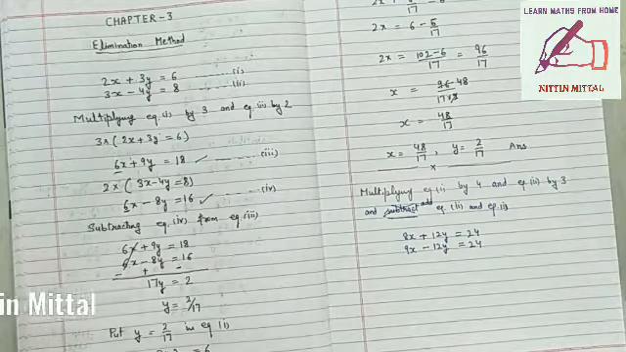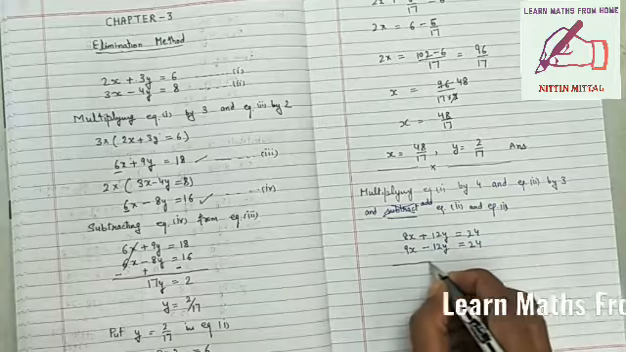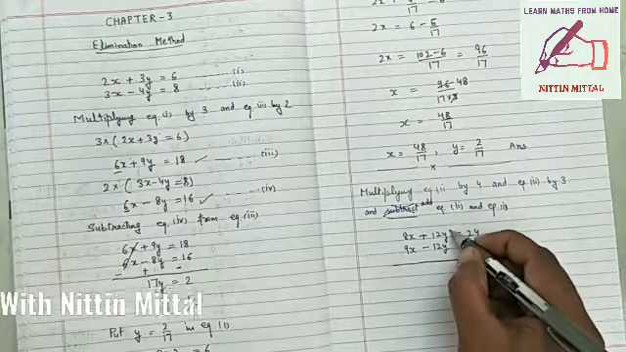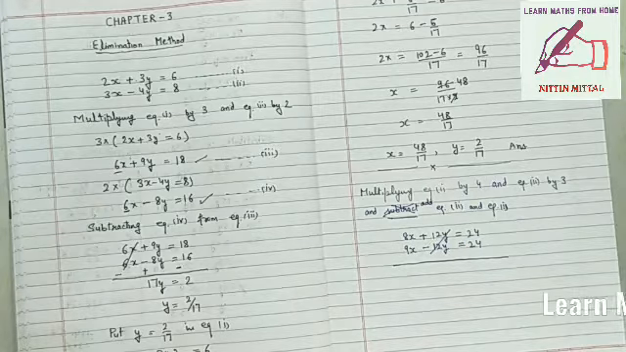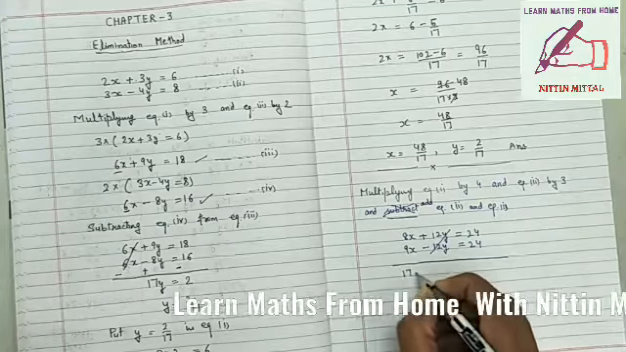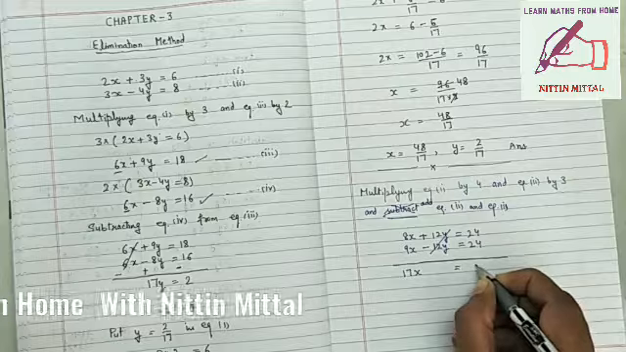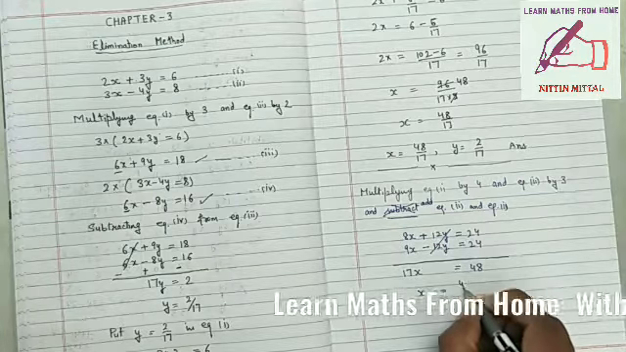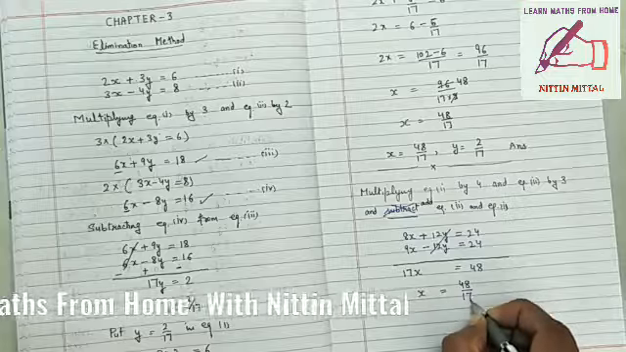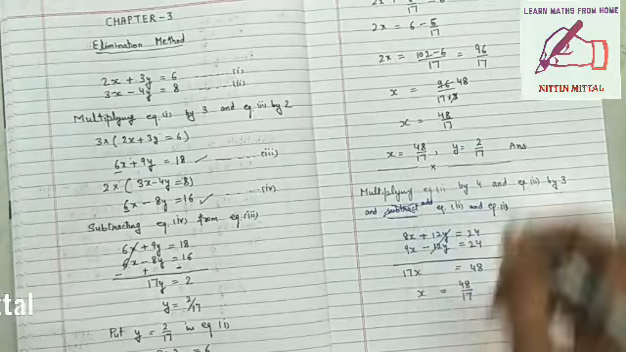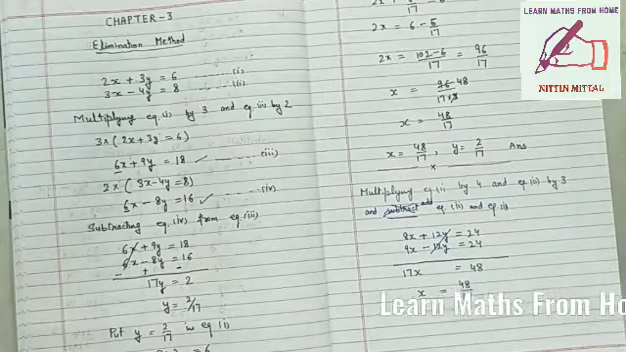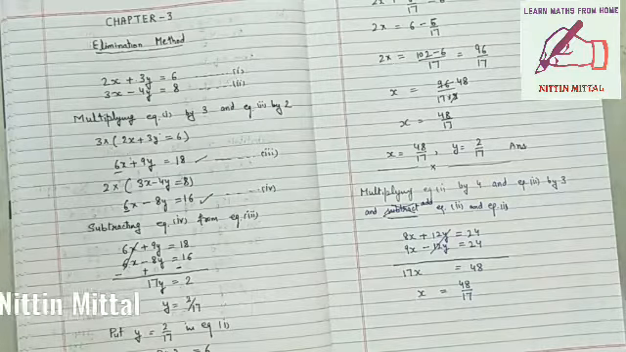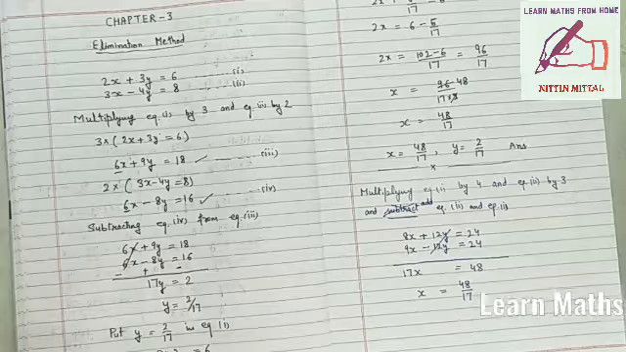Now as signs are already opposite, so we are adding. So when we add, no sign will change. It is already opposite sign, eliminated. So we got 17x is equal to 48. So x is equal to 48 over 17. So you see we got the same answer for x. Now this time we will fill the value of x in any one of the equations and you will get the value of y.